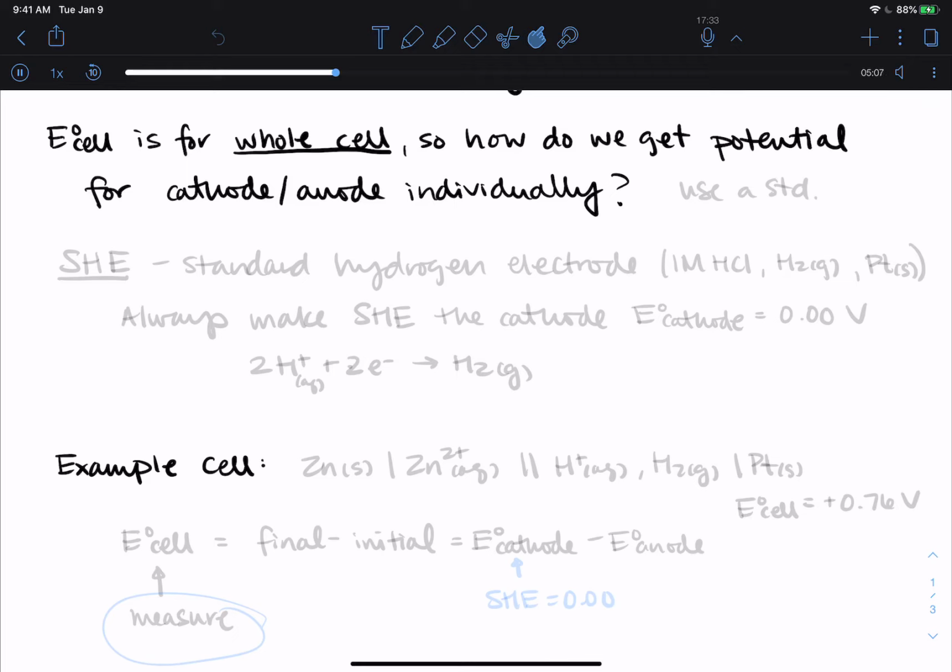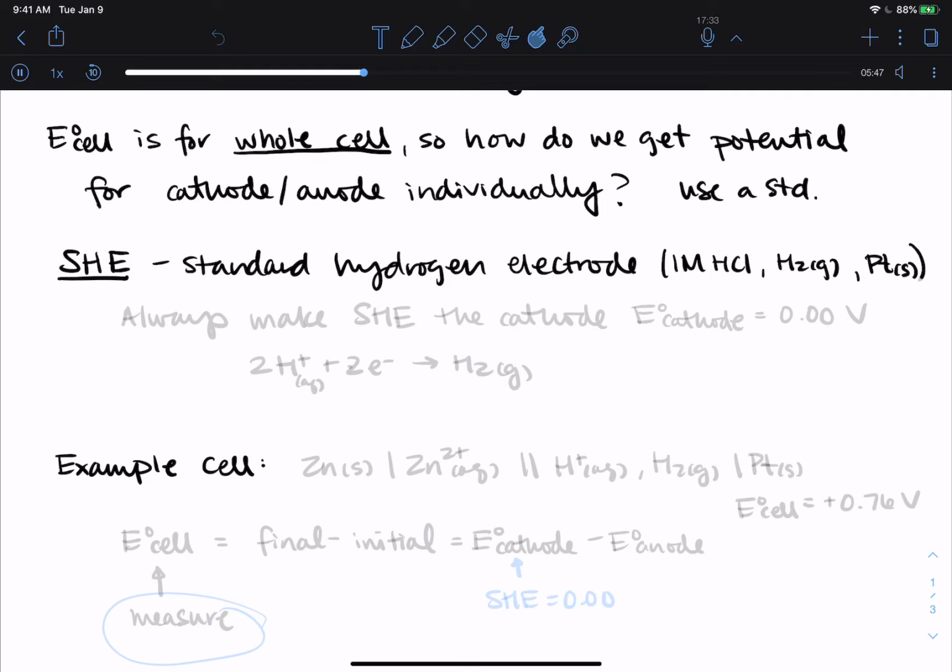And the answer is that we use a standard. The standard that we use for this is called the standard hydrogen electrode. And it is 1 molar hydrochloric acid, 1 atmosphere of H2 gas, and a solid platinum electrode.